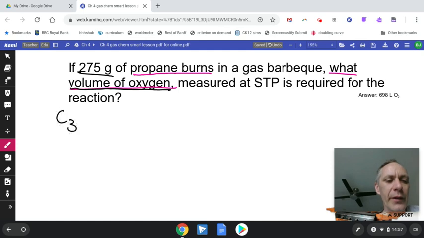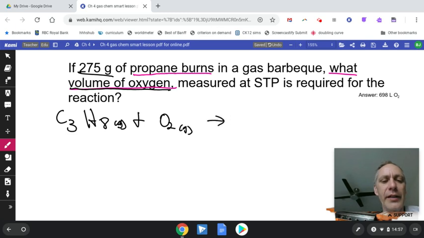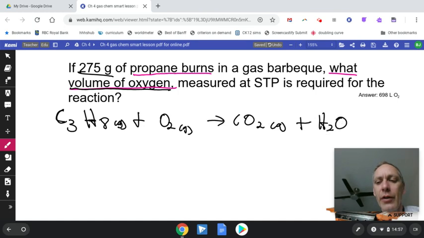Propane burns. Hopefully you remember the formula for propane, C3H8 gas. Burns means reacting with oxygen. Again, it's a hydrocarbon. It's made up of only hydrogens and carbons. So the products are always going to be CO2 gas and H2O gas for a hydrocarbon combustion. Okay, let's balance it quick.